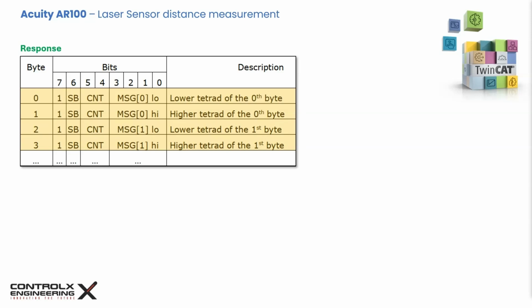For this tutorial, since our focus is on PLC serial communications, I will be ignoring the other bits shown here as CNT and SB bits, which are used for data validation purposes and must be properly integrated in the PLC application for the intended purposes.